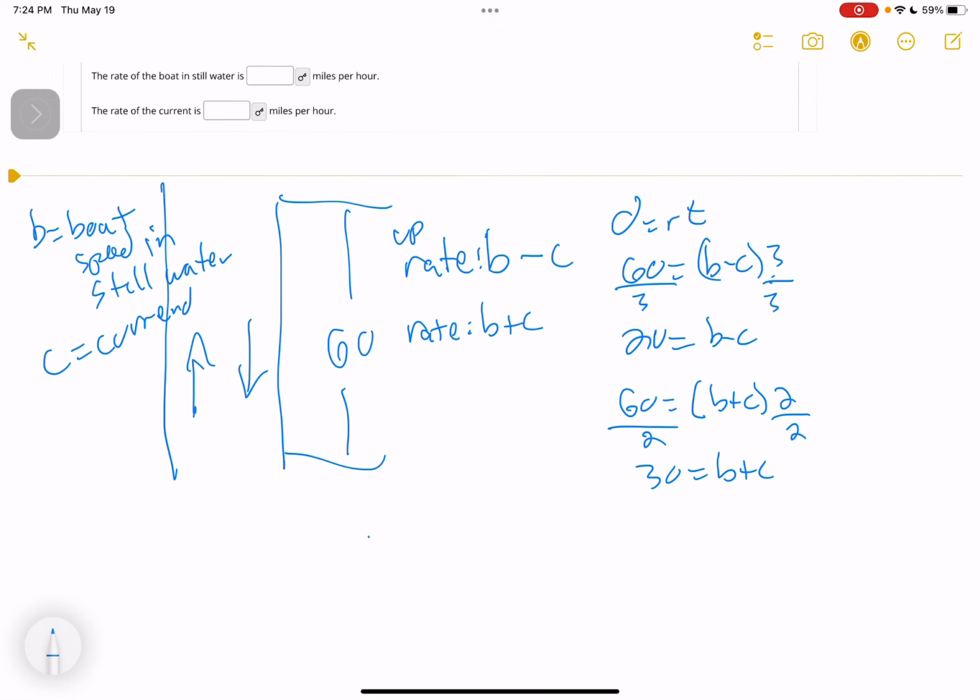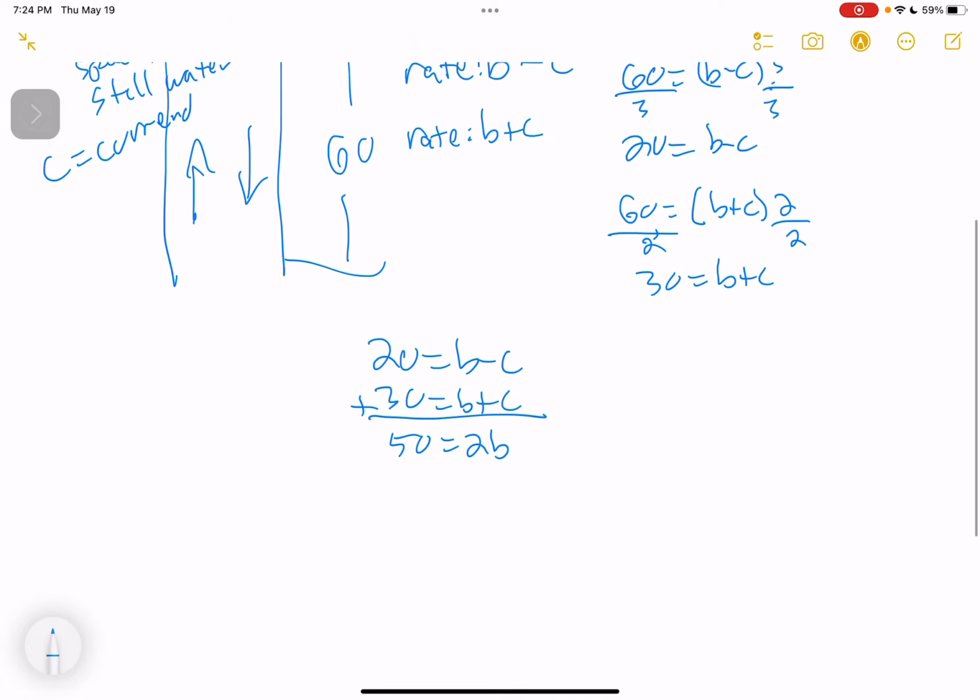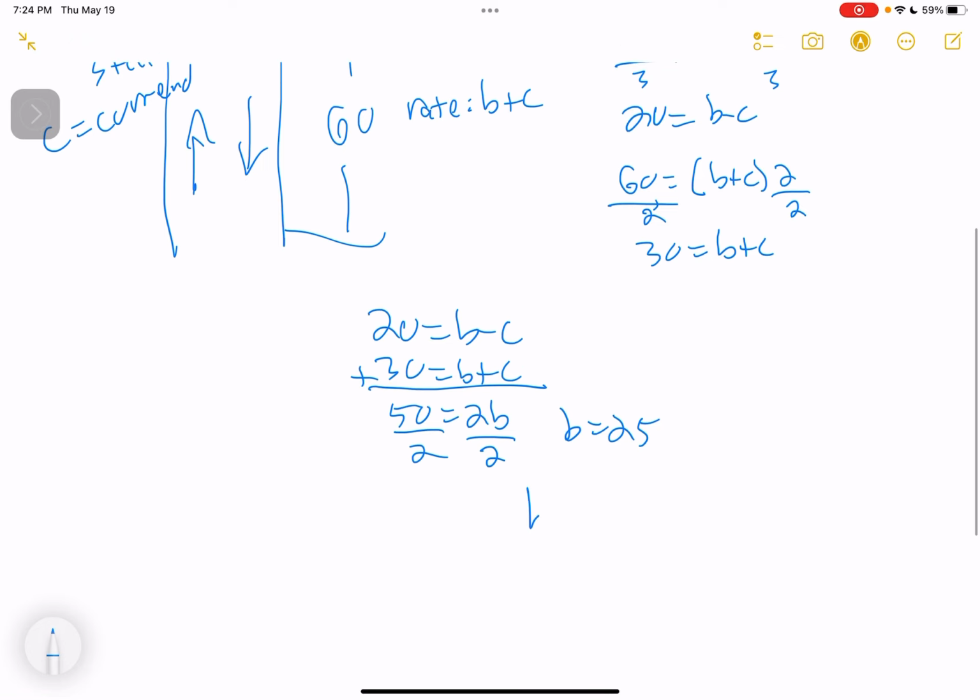So our two equations are 20 equals B minus C, 30 equals B plus C, and if we add those together, we end up with 50 equals 2B. Divide by 2, divide by 2, B equals 25. And we knew that B plus C was 30, so C must be 5.